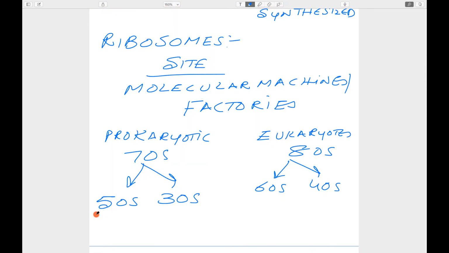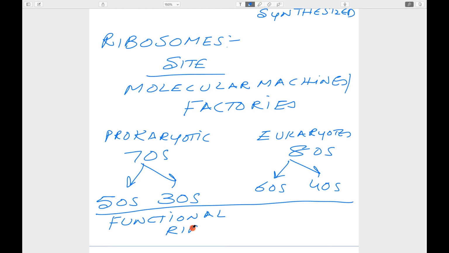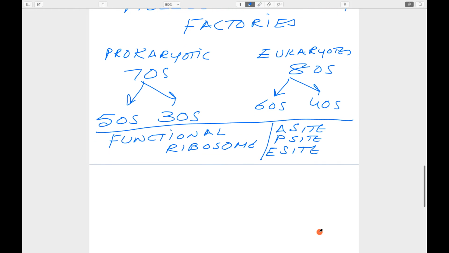Okay, then a functional ribosome plays a very important role in protein synthesis. When the functional ribosome is participating in protein synthesis, there is a site called the amino acid site, the P site, which is called the peptidyl site, and the E site, which is called the exit site. Okay, so this is about the ribosomes.